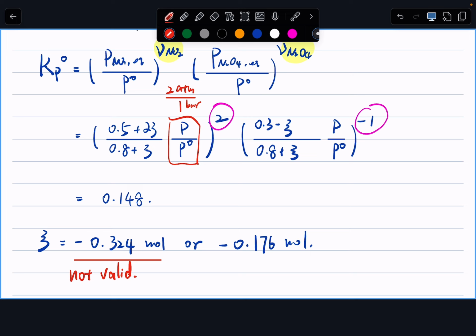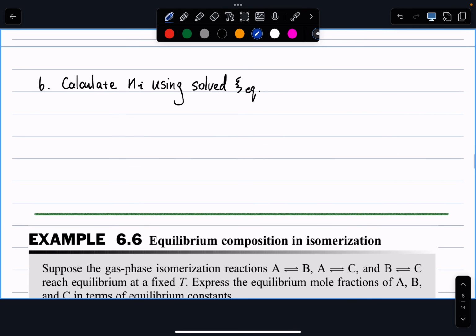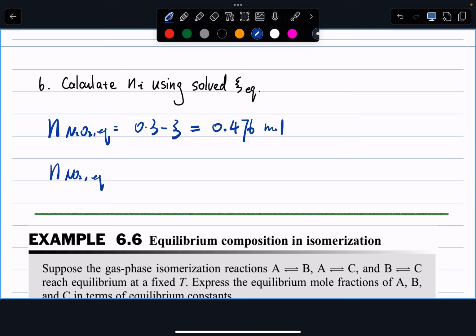All right, and obviously, the next step is just plugging in what we calculated, which is C equals negative 0.176 mol, into these numbers to get your final number of moles, or the equilibrium composition. Let me just finish doing that. The number of moles of your N2O2 at equilibrium is 0.3 minus C, which equals 0.476 mol. The number of moles of NO2 at equilibrium will be 0.5 plus 2C, which equals 0.148 mol.